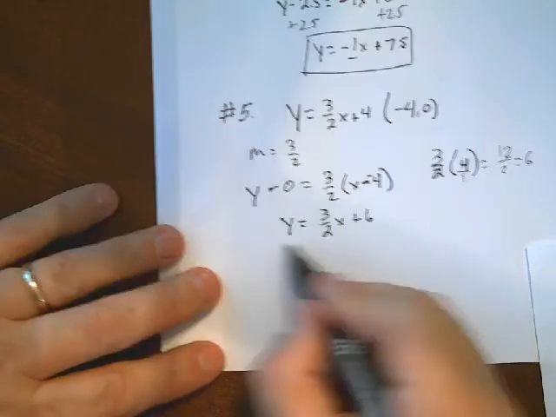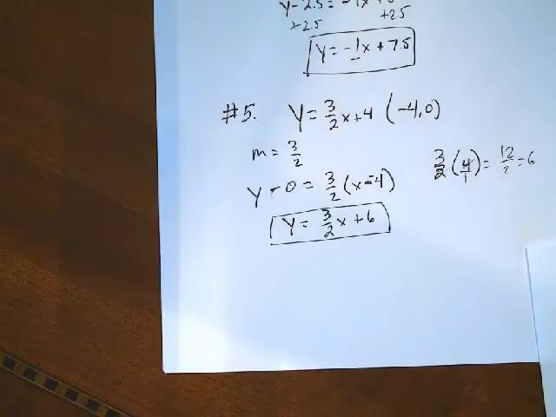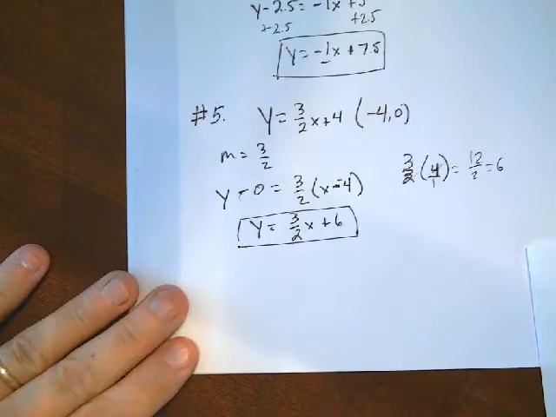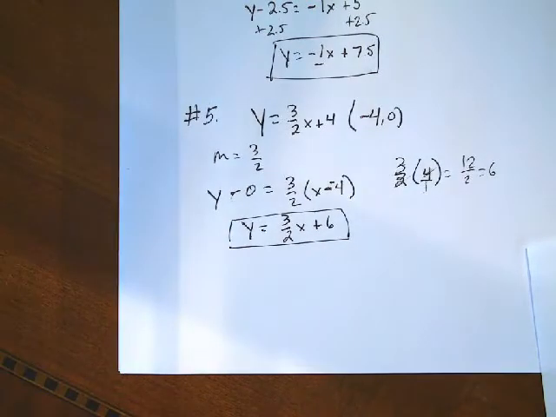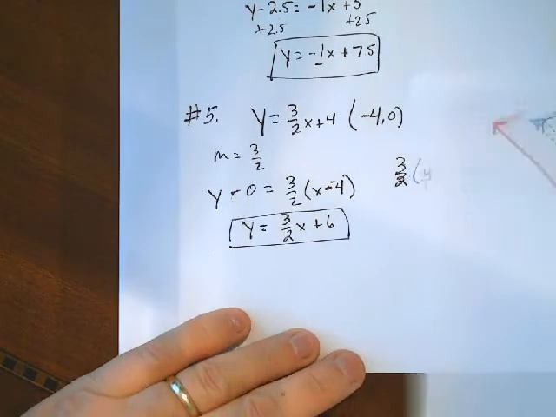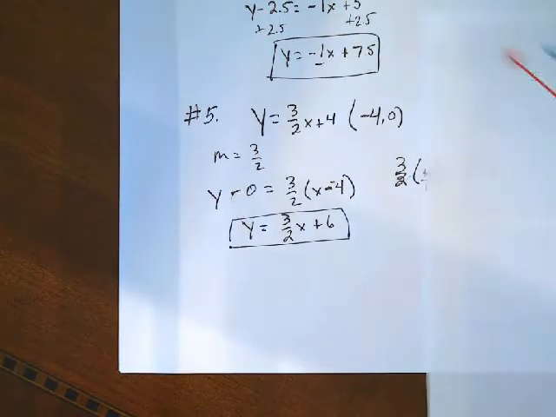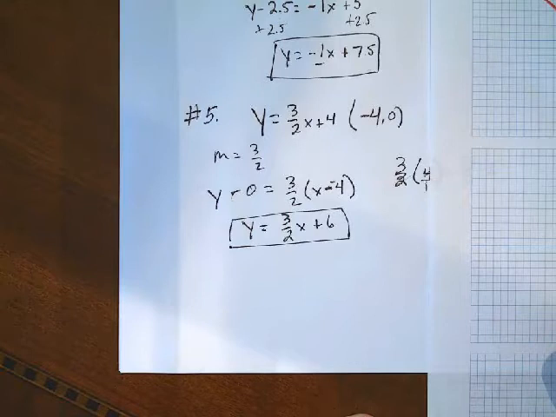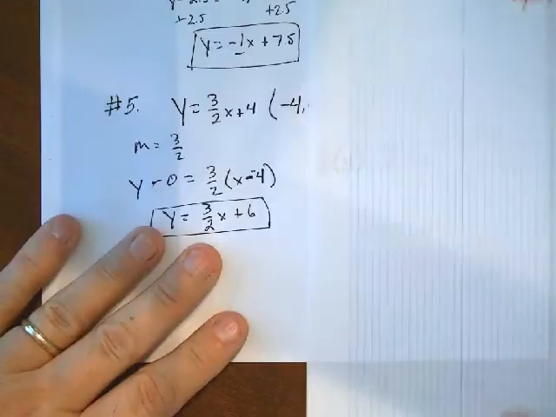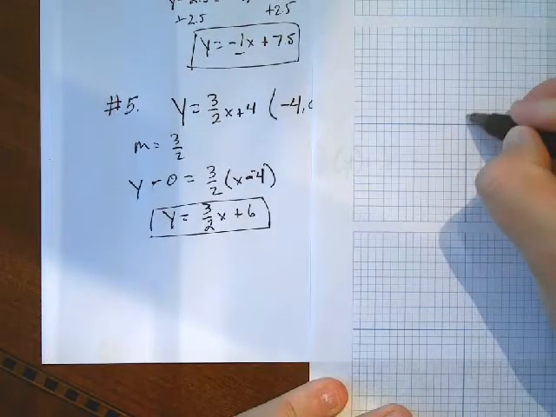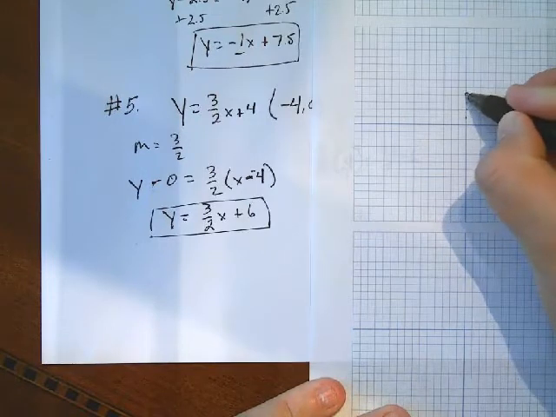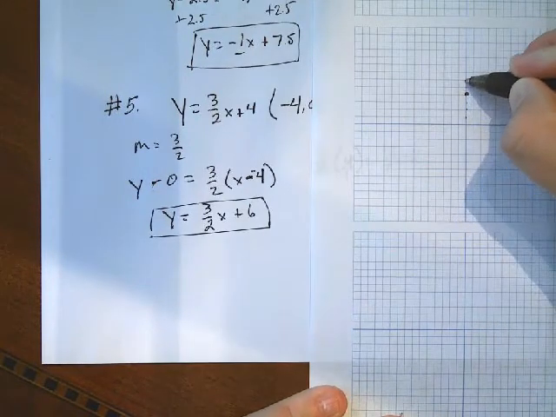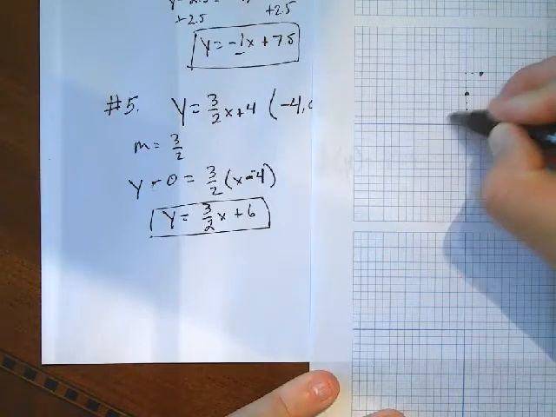All right. Questions? Can't ask them anyway, but if you do, make sure you send them to me in an email or however you can get a hold of me. So what did that look like over here? Well, if we had 3 halves x plus 4, it means the y-intercept would be plus 4, 1, 2, 3, 4, and then up 3 over 2, 1, 2, 3 over 2. So there's the original.